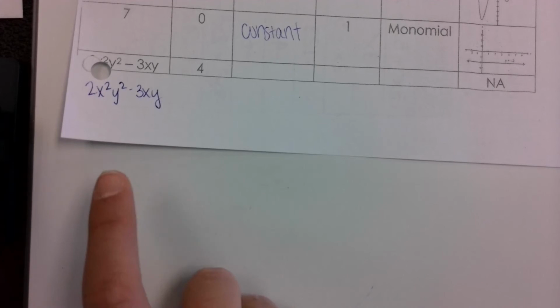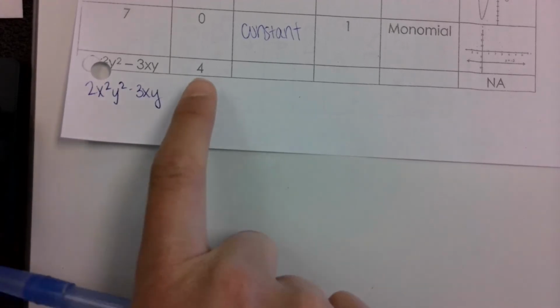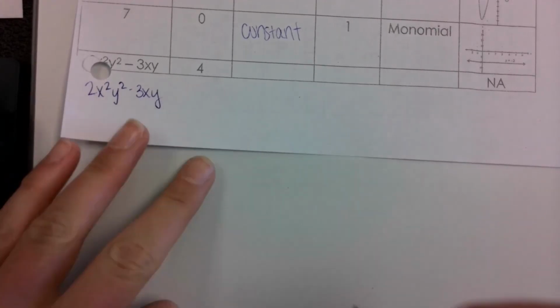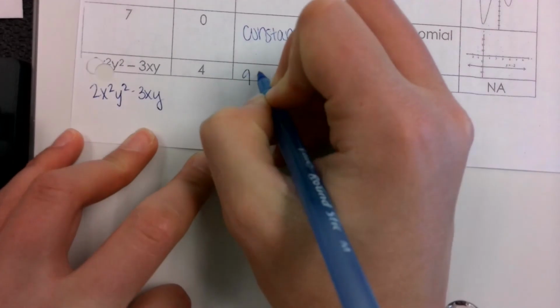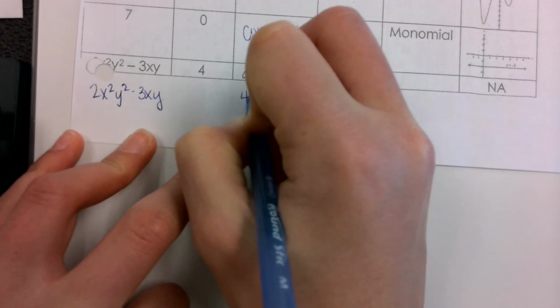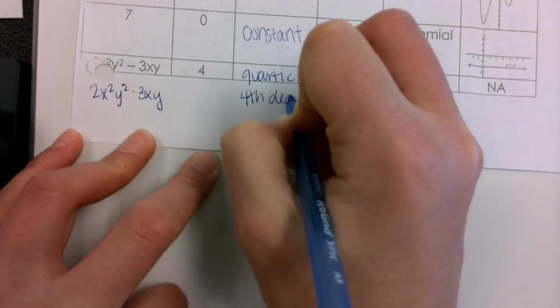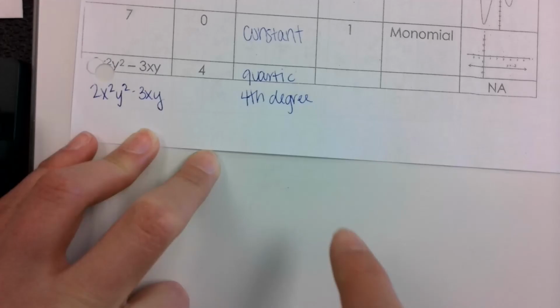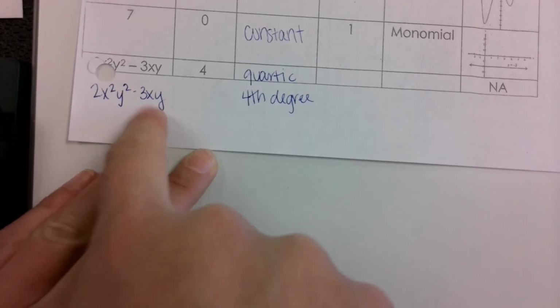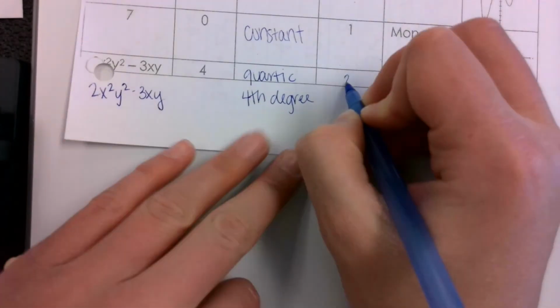So if its degree is 4, what do we call it? Quartic, or 4th degree. How many terms do we have? 2. So what do we call that? Binomial.